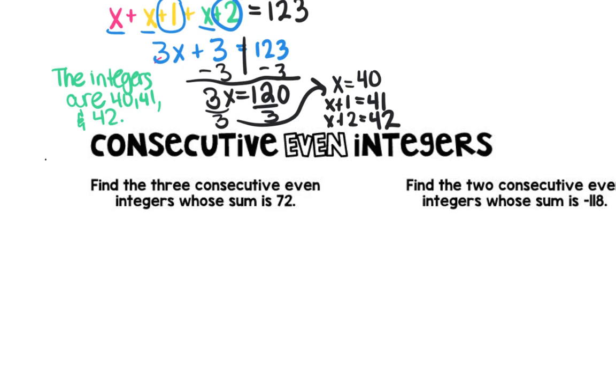The next type of problem you might see is a consecutive even integer word problem. When we think about even integers that are consecutive, we can think 2, 4, 6, 8, so on and so forth. So for the example right here, find the 3 consecutive even integers whose sum is 72. We're going to start with the let statement. So we're going to let x equal that first integer.